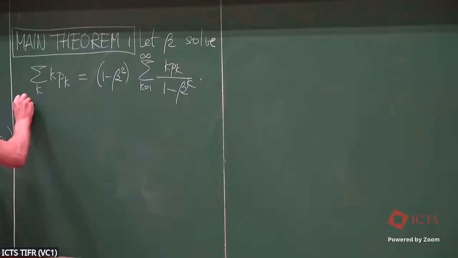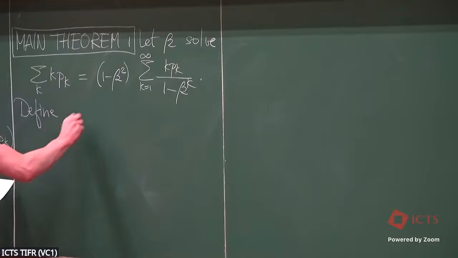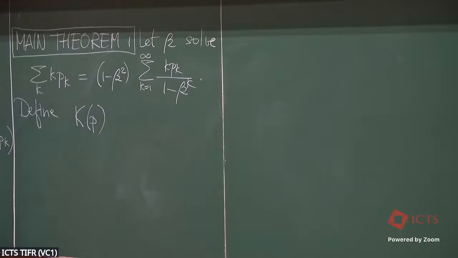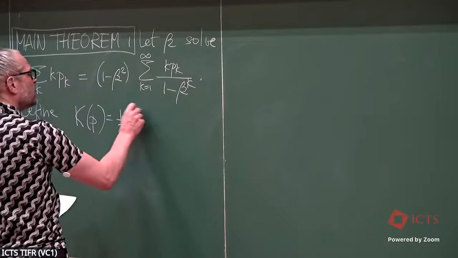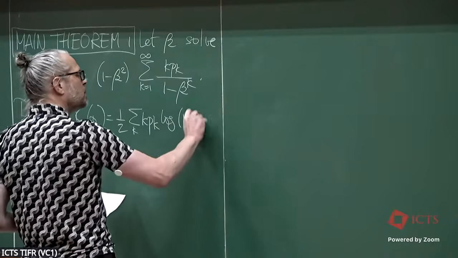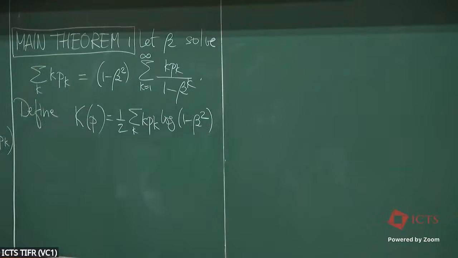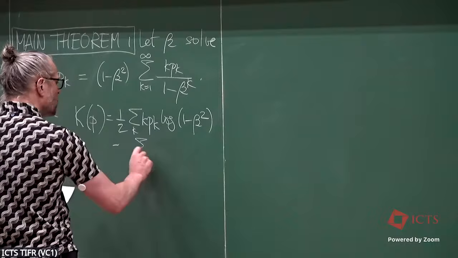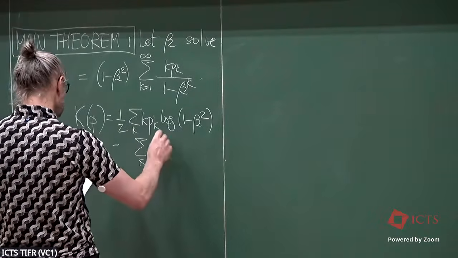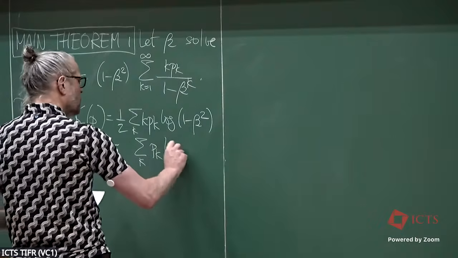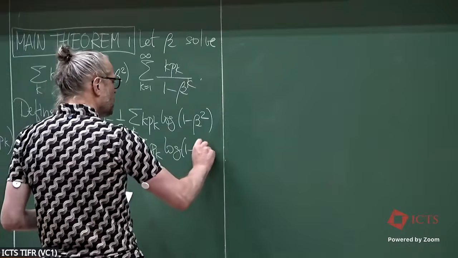And then we define the functional K, which is a function of p. Of course, this beta is also a function of p, which is 1/2 the sum over k of pk times the log of 1 minus beta squared, one of its contributions, minus the sum over k of pk log of 1 minus beta to the power k.